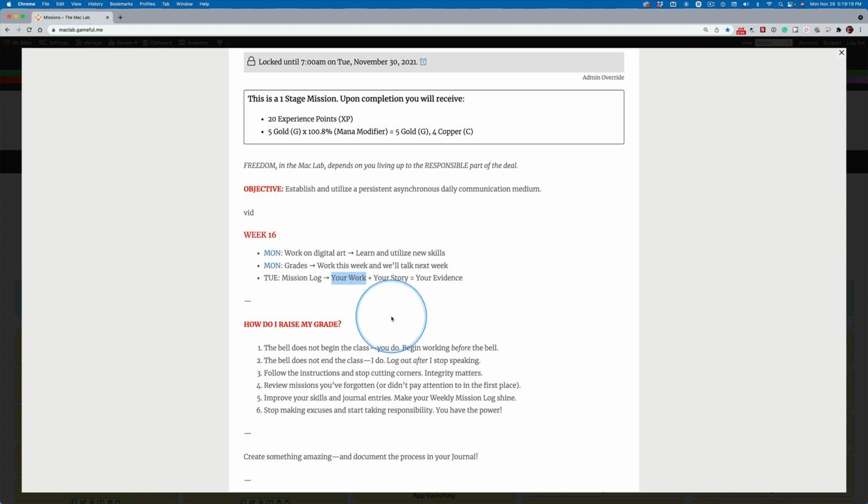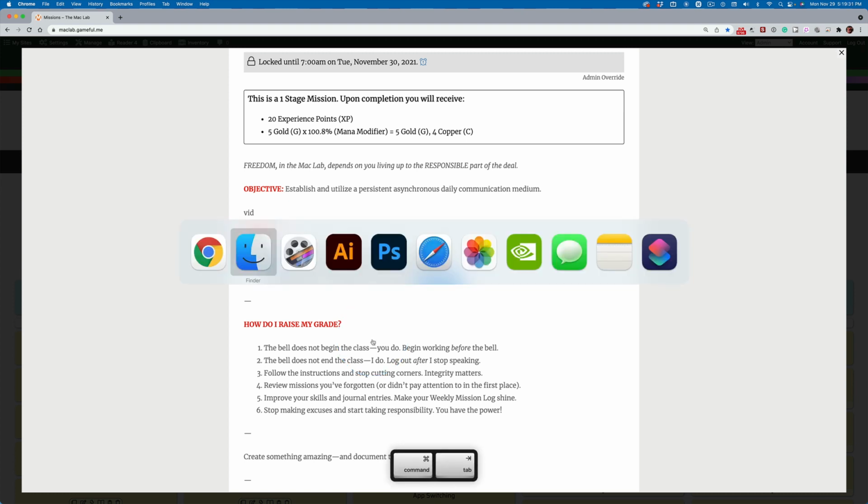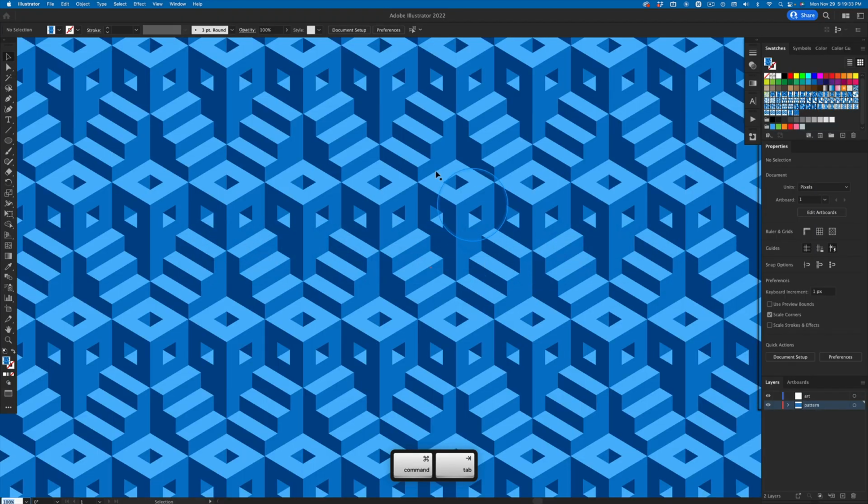Your work plus your story that you got to tell is your evidence that you're working. And then back to this pattern, because that's what it is. It's a pattern. How do you make a pattern like this?